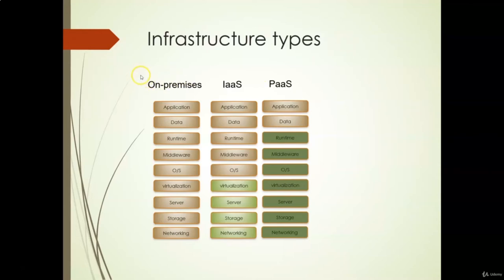So first, which is quite common, is on premises. In this kind of infrastructure type, you take care of networking, storage, server, and virtualization of them. If on the same server you are looking for multiple applications and different operating system types, then you will go for virtualization, which is a VM. Operating systems, you take care of it, including patching.